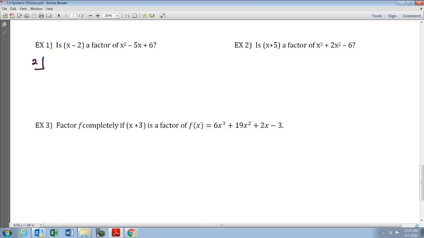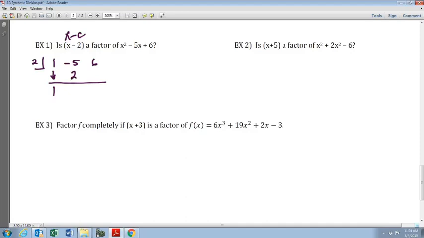In this problem, we're going to put 2 in our box. Again, it's the opposite of the sign here. Or again, you could think of this as x minus c, and it's just our c value. Our coefficients are 1, negative 5, and 6. So let's go ahead and do the synthetic division.